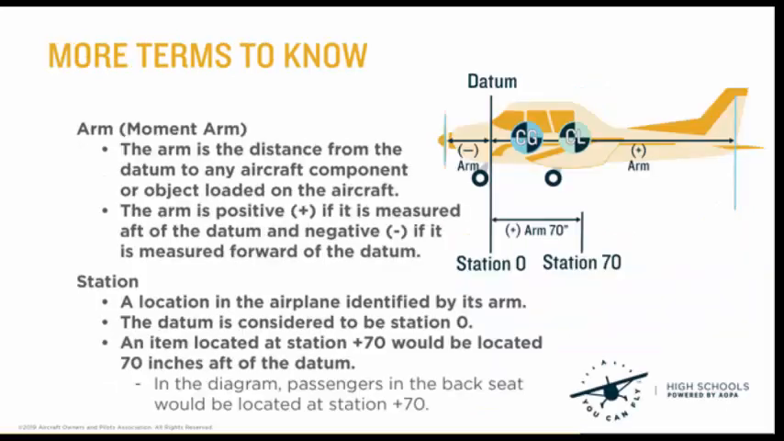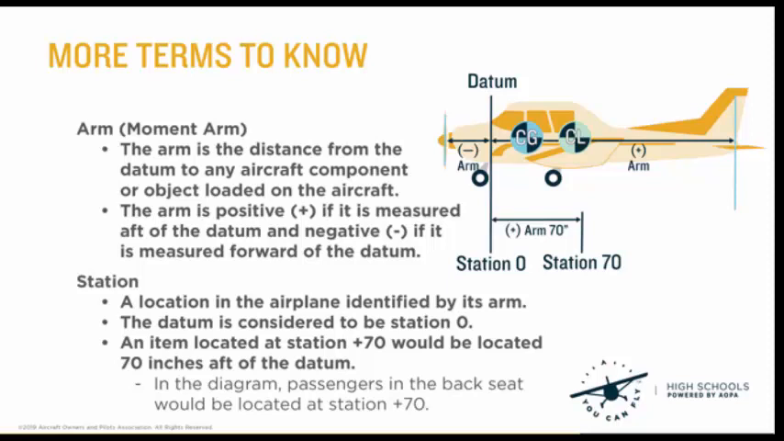Alright, arm or moment arm. The arm is the distance from the datum to any aircraft component or object loaded on the aircraft. So the arm is positive if it is measured after the datum, and negative if it's measured forward of the datum. Station: the location in the plane identified by its arm.